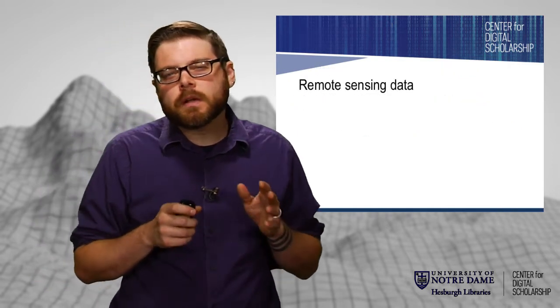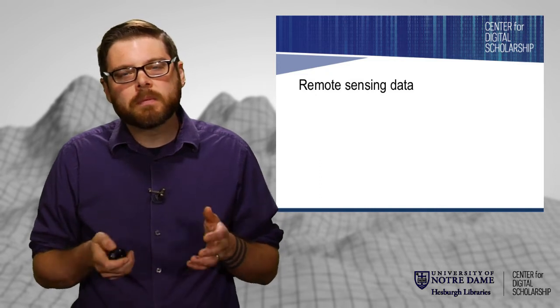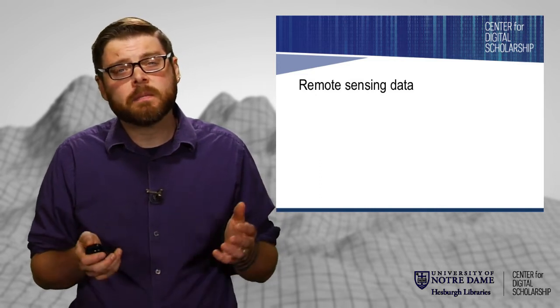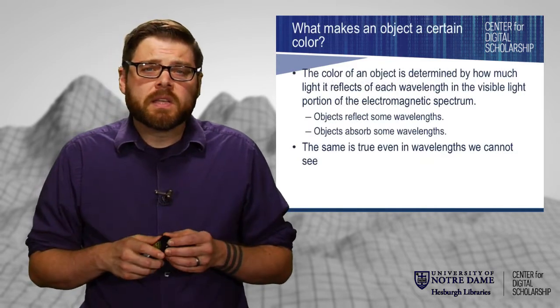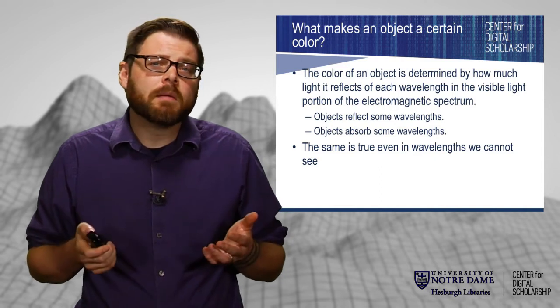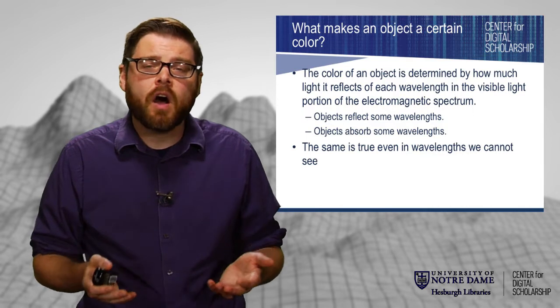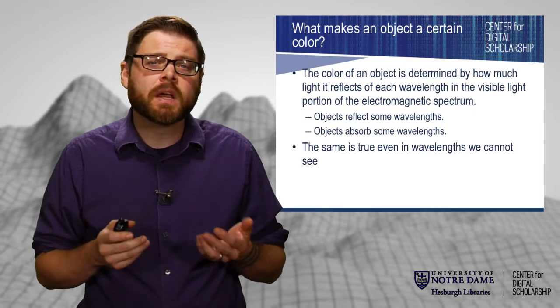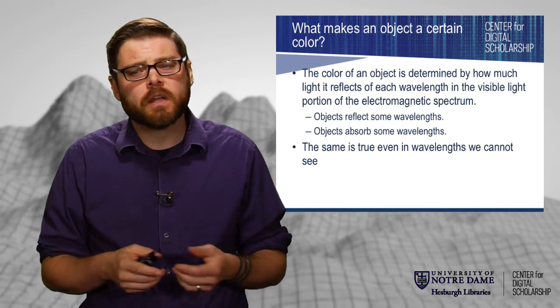So let's turn a little bit to talk about some of the things we can do with these raster data. Probably the most common one that we deal with is satellite imagery or remote sensing data. Before we get into too much about satellite imagery, I just want to make sure that everyone understands what makes a particular object a particular color. It's essentially how much light is reflected of that color off of the object. So a red object is actually reflecting red light back at you and absorbing all the other different wavelengths of light.